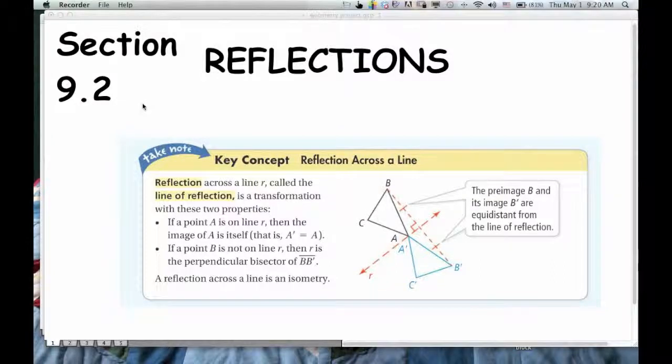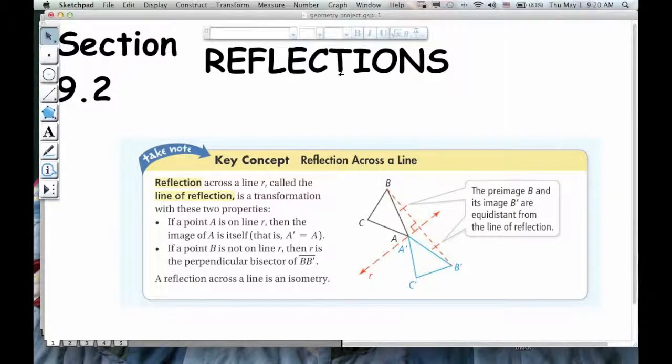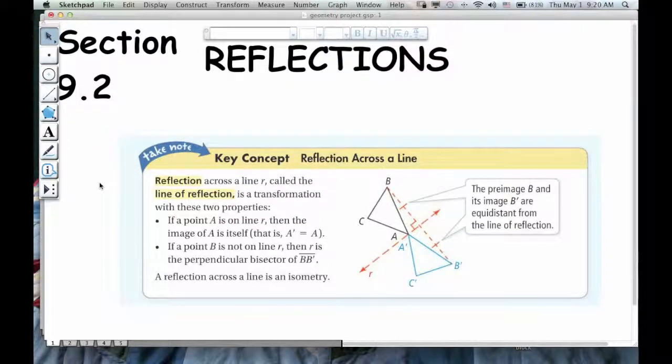In section 9.2, we will be talking about reflections. A reflection, according to a book, is a transformation representing a flip of a figure. Figures may be reflected in a point, a line, or a plane. A reflection across a line is an isometry.